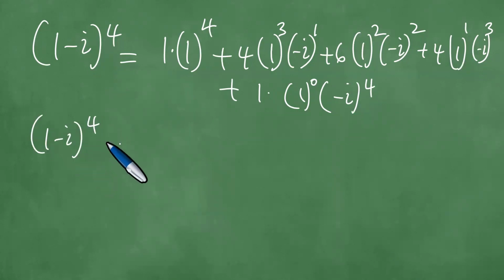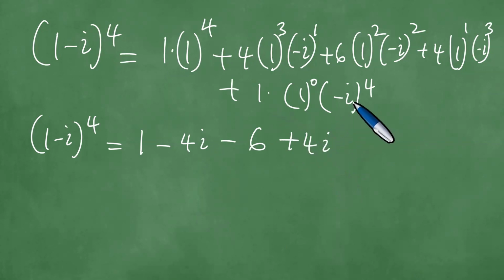If you have this one here, we have the following. 1 to the fourth is 1. Then here is minus i raised to the power 1, but there's a 4 there, and this is going to be minus 4i. This one you square: if you square the minus, the negative becomes a plus, but you square i, you get minus 1, times 6, which is going to be minus 6. Now this one here, you cube it. If you cube i alone, it becomes minus i. So if you cube the minus i, you're going to get just i, which is going to be plus 4i.